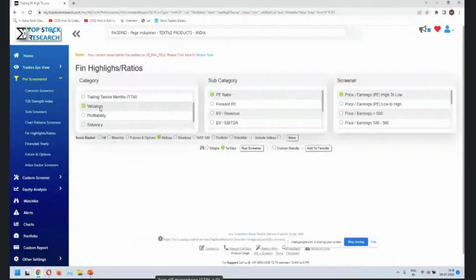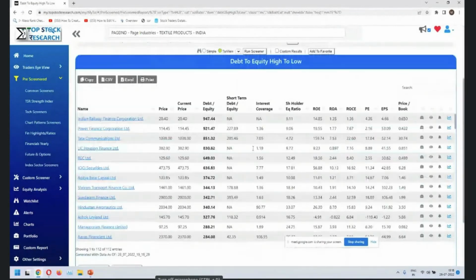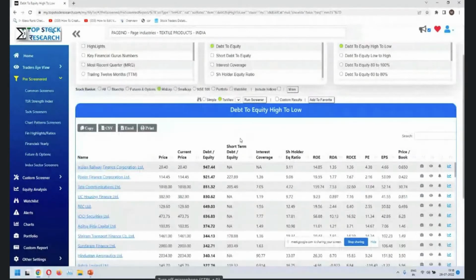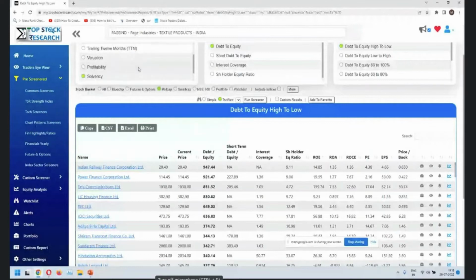You can look at other valuations, profitability, solvency. For example, if you're looking at debt to equity, again, a very important number, you can look at the stocks which are very high on debt to equity. IRCTC doesn't look very good, right? Similarly, you can look at the other numbers. So these are the screeners. Use the knowledge that you have gained and use our screeners to filter the stocks to the best and the fullest extent.